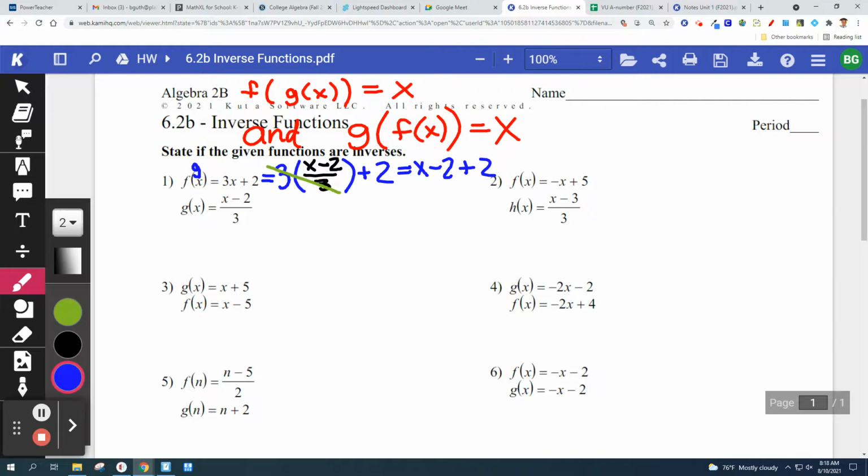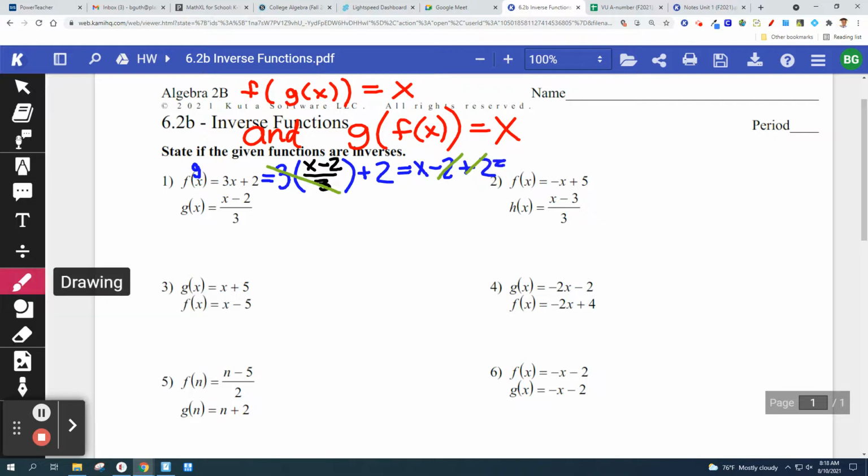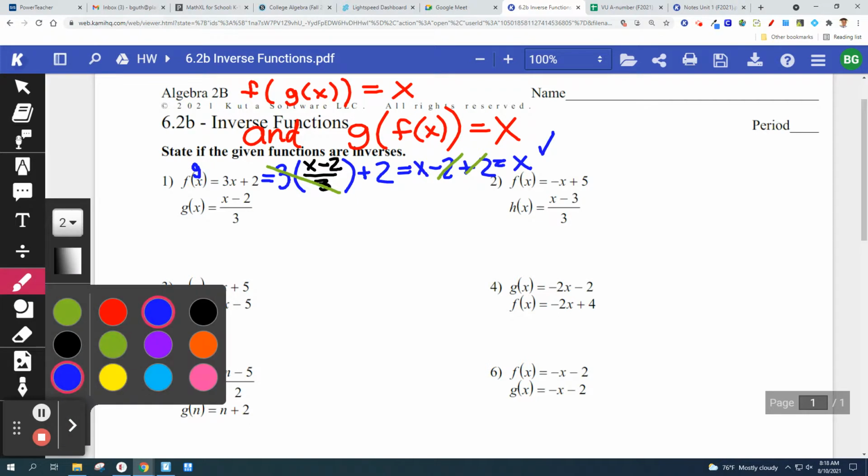And you're like, well, okay. Those 2's are going to knock each other out, right? Minus 2 plus 2 is 0. That knocks out. And so I'm left with equals x. That's what I wanted, okay? So you put a little check mark by it or something, but that's exactly what you wanted. All the numbers knocked each other out. That's inverses. But the problem is we have to do it again, okay? Now we have to come back through and do it the other way.